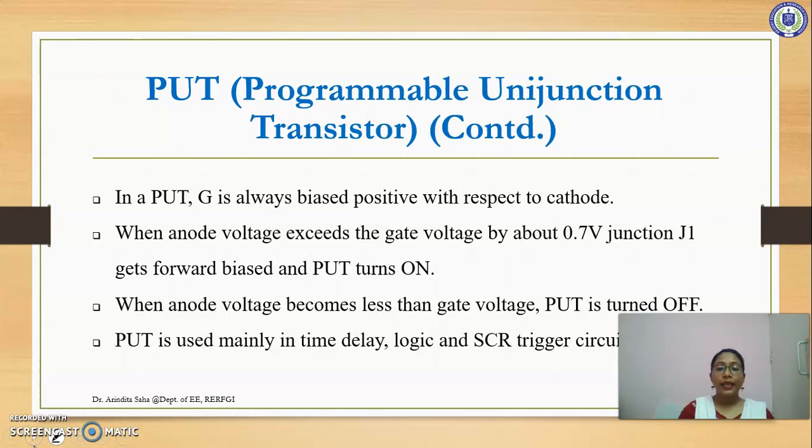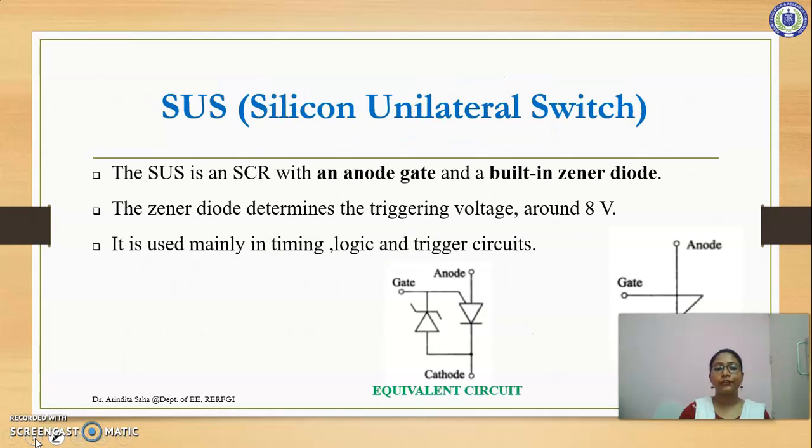Next, in the case of the PUT, the gate is always positive with respect to the cathode, that is, the gate is always positively biased with respect to the cathode, and only when the anode voltage exceeds the gate voltage by about 0.7 volt is the PUT activated, that is, forward biased and on. But when the anode voltage does not exceed it by 0.7 volt, the PUT will not turn on. It is mainly found in time delay logic and SCR trigger circuits.